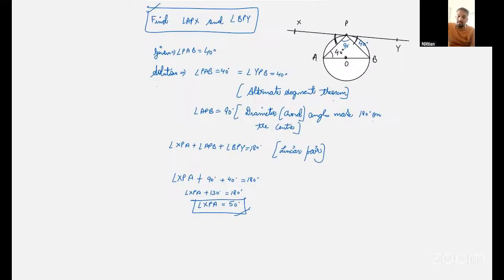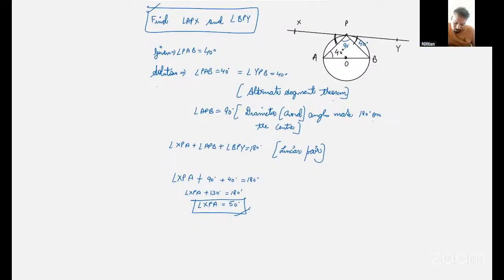But yeah, does anyone have a doubt in this question? Ask me. No, sir. Agatha? How did 40 degrees come? How did PBY become 40 degrees in the alternate segment theorem?